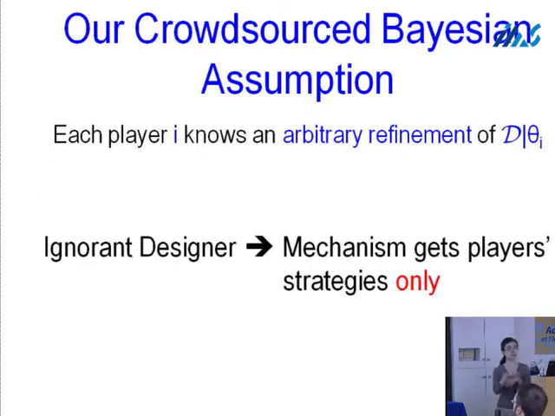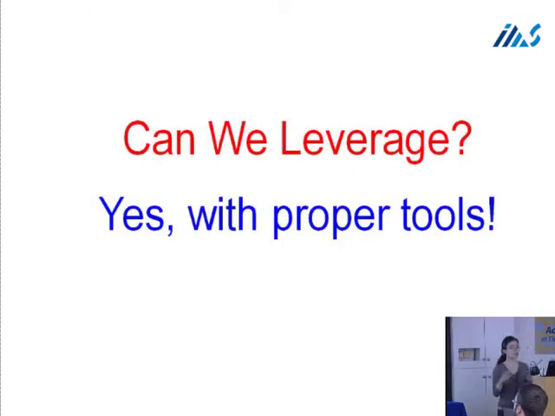As you can see, we don't impose any information requirement on the designer. It is really ignorant. But what does it mean for an ignorant designer? It means that when he designs a mechanism, the mechanism can only take inputs of the players' strategies. See, if the designer is not ignorant, he can have the distribution as an extra input to the mechanism. But here, there is no such input. Okay?